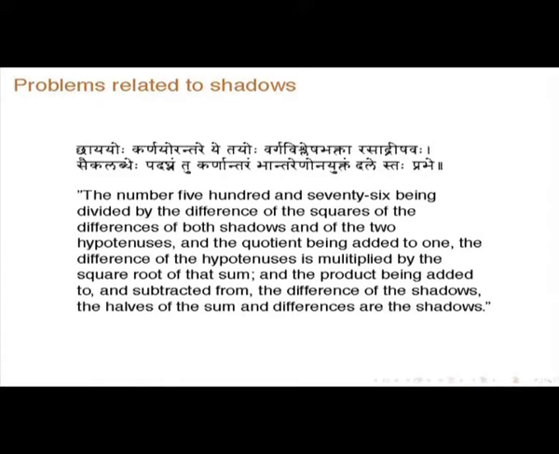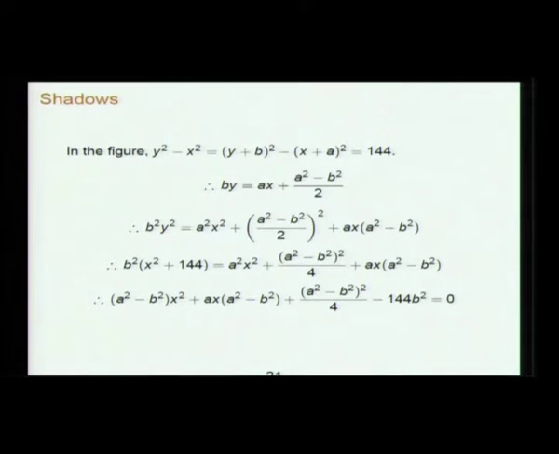The number 576 being divided by the difference of the squares of the difference of both shadows and of the two hypotenuses, and the quotient being added to 1, the difference of the hypotenuses is multiplied by the square root of that sum, and the product is added to and subtracted from the difference of the shadows. The halves of the sum and difference are the shadows. Again, if you write the expressions it will be clearer. So, essentially you have this, right.